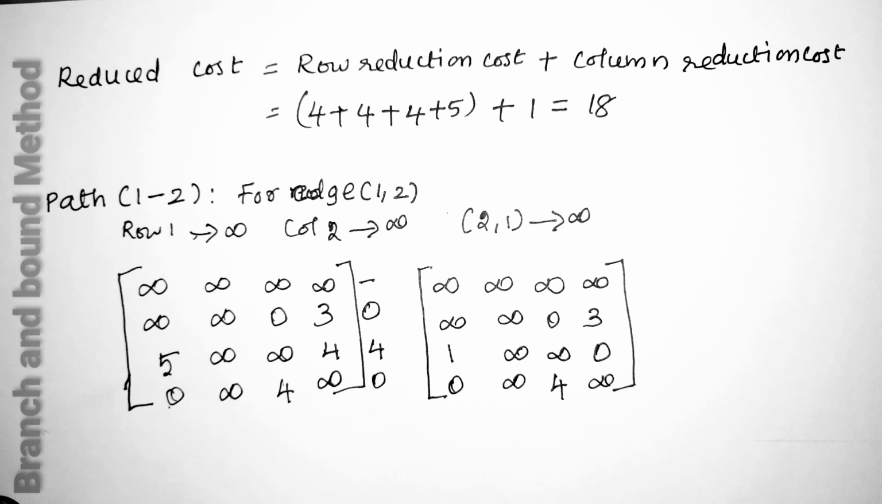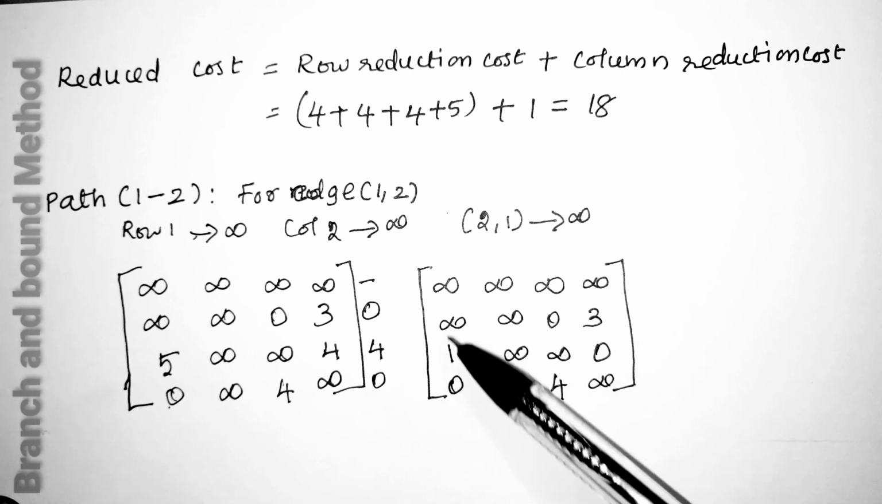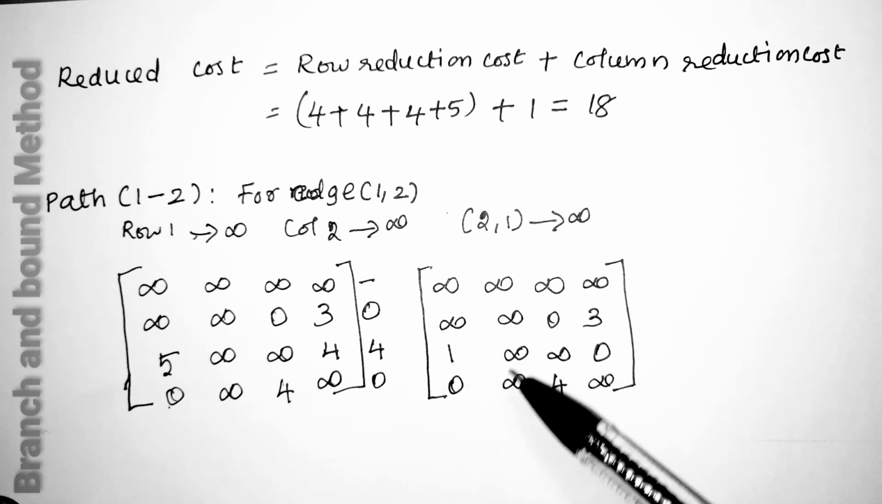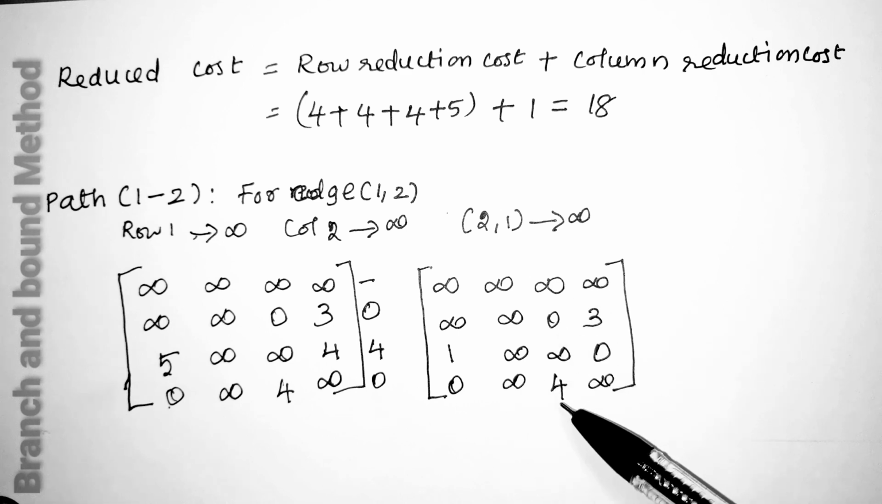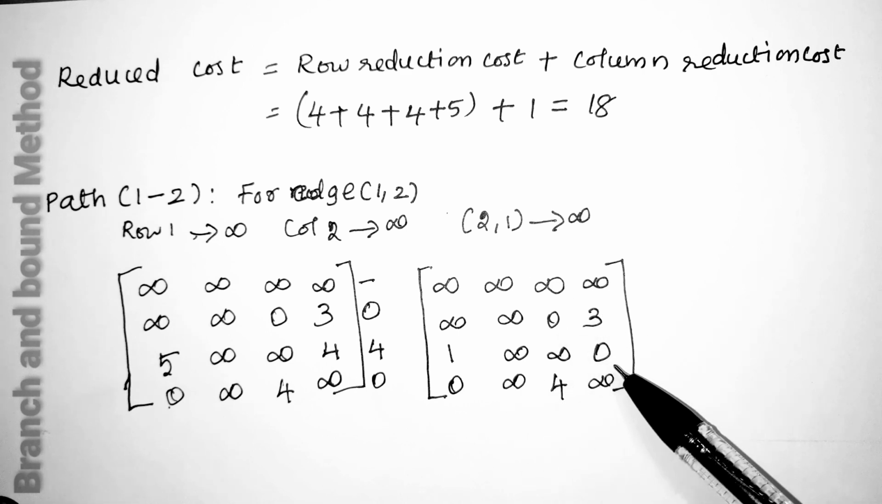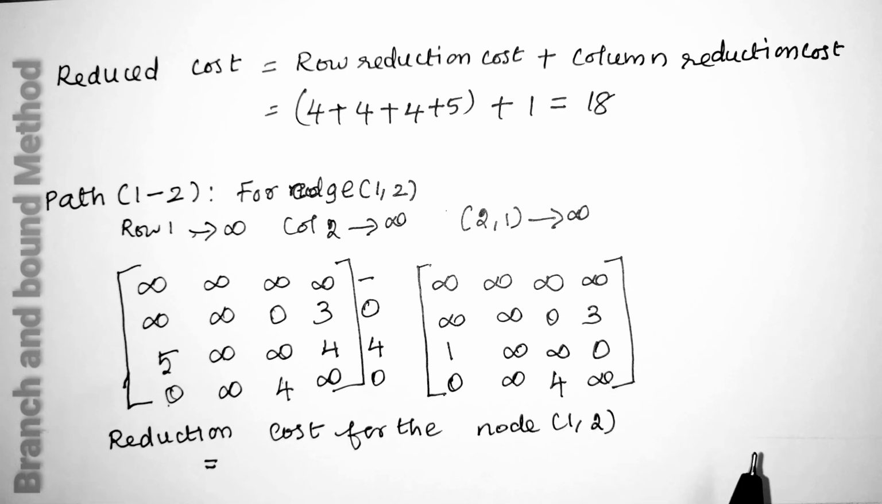After row reduction you have to check all the columns. First column, 0 is the least number, so no change. Second column is infinity, third column, 0 is the least number, no change. Fourth column, 0 is the least number, so no change.